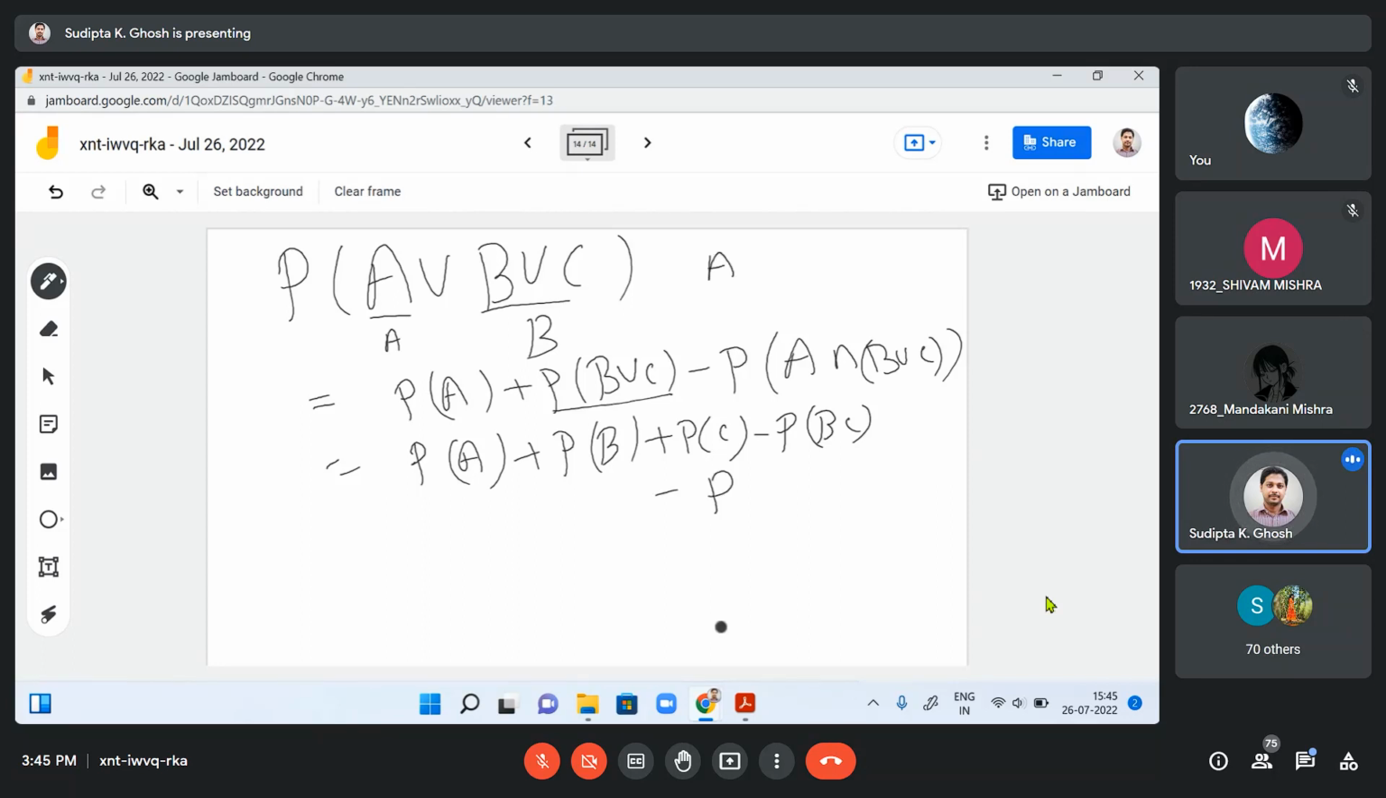Minus probability of, what about this part? A intersection B union C. That means by set theory, it is the distributive property. A intersection B union A intersection C. So I can write this part as AB union AC. Okay?